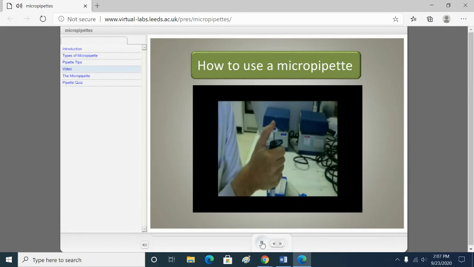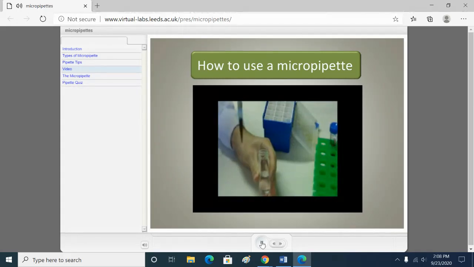To dispense the liquid, fully depress the push button to the second stop position. This extra depression ensures that the liquid is fully dispensed. The appearance of air bubbles in the sample indicates an incorrect procedure. Remove the tip fully from the liquid before allowing the push button to return to the start position.